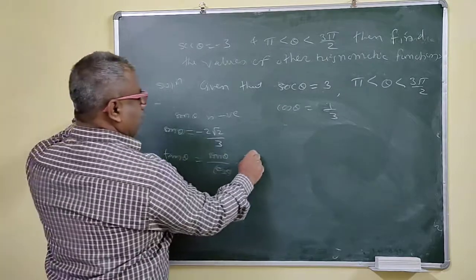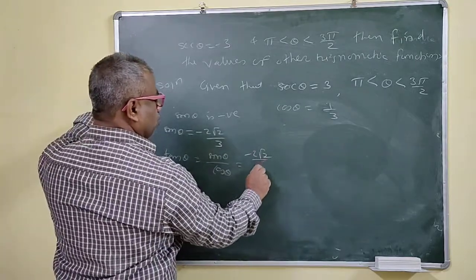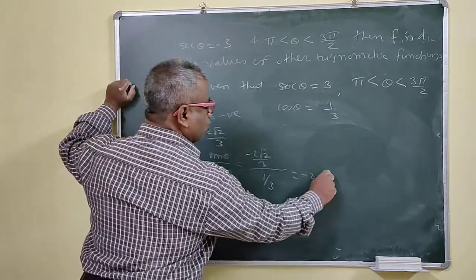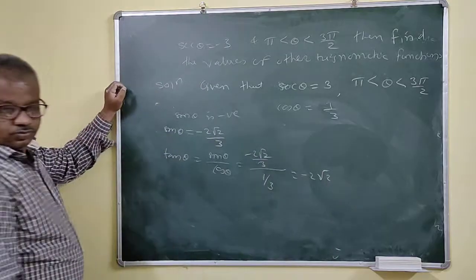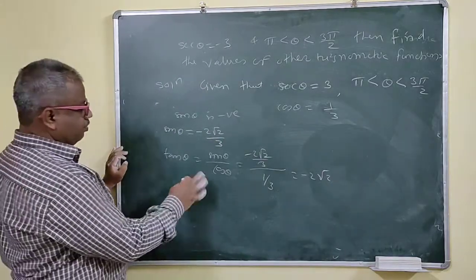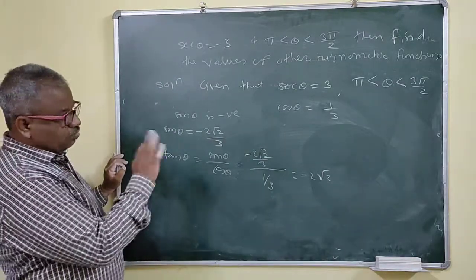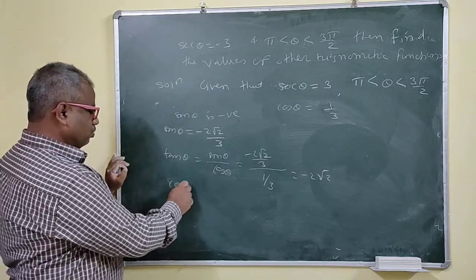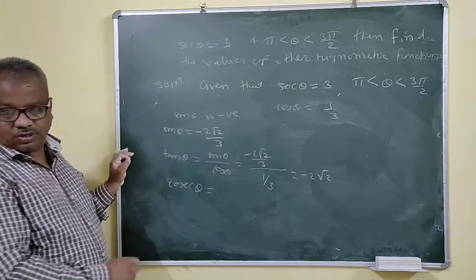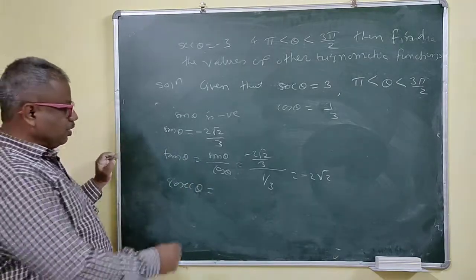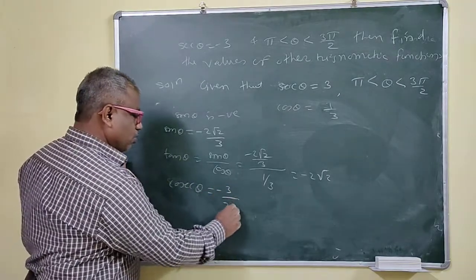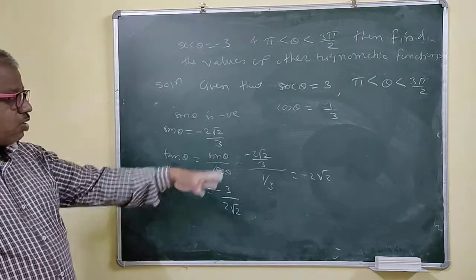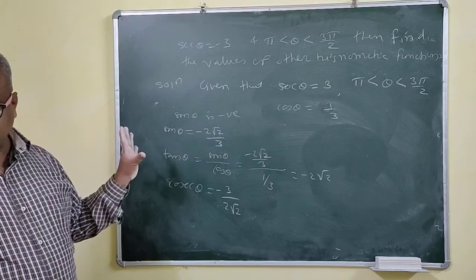So sin theta is minus 2 root 2 by 3, and cos theta is 1 by 3. So minus 2 root 2. Right? So sec theta you have, cos theta also we have. Then you have to find only cosec theta now. Cosec theta is 1 upon this one, which is minus 3 upon 2 root 2. Right? So we got all 6 trigonometric functions.